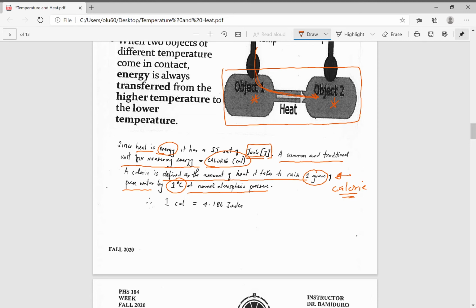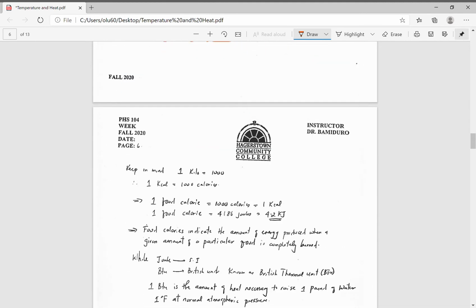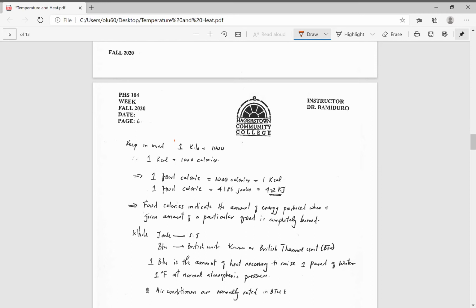Now, there's a correlation between calories and joules, whereby 1 calorie equals 4.186 joules. Okay. Keep in mind that 1 kilo is 1,000 grams. Okay. Whenever you see kg, it just means 1,000 grams. The K just means 1,000. So I just want you to be aware of this when you see it. And then 1 kilocal is just 1,000 calories.